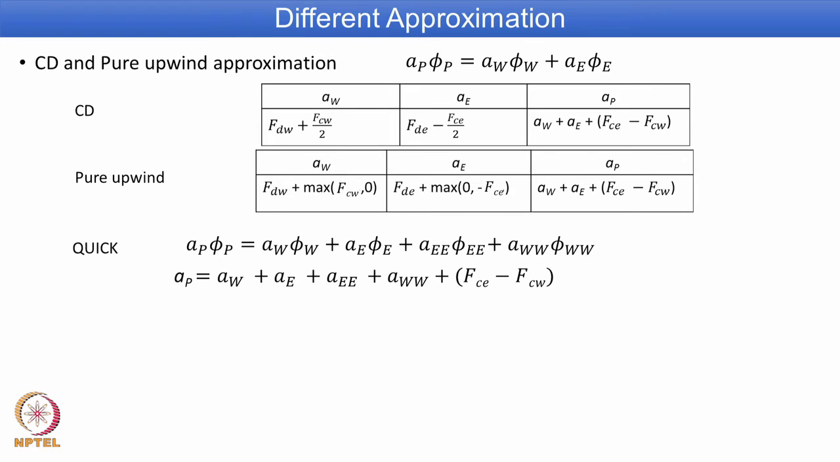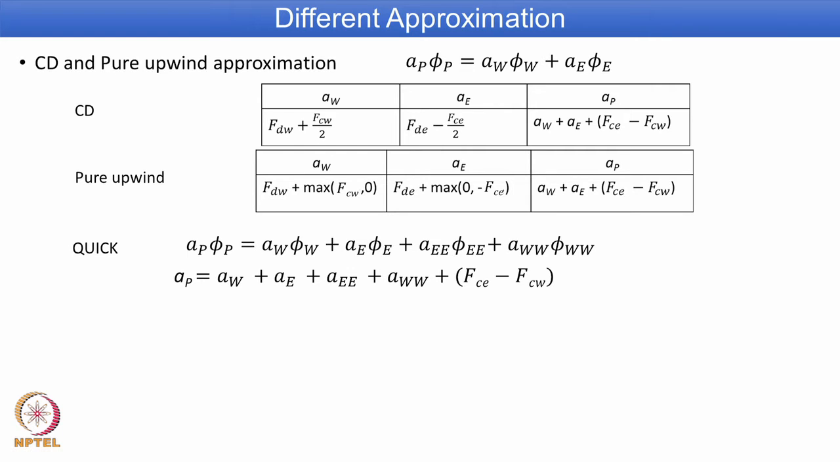Next we will see QUICK. In the case of QUICK, we get the expression AP phi P equal to AW phi W plus AE phi E plus AEE phi EE plus AWW phi WW. You can immediately observe that the QUICK scheme has two additional terms. Once again, this is a generic expression, generic in the sense that it accounts for any type of flow direction. So, when you compare with CD or pure upwinding, the QUICK scheme has two additional pieces of information.